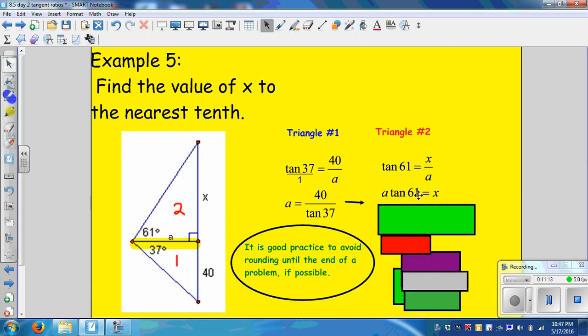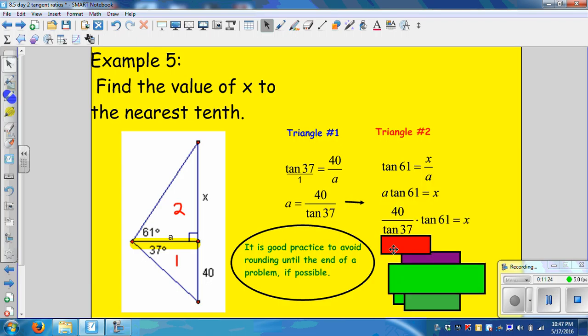So when I solve for x in this problem, I'm multiplying both sides by A, and I get x equals A tan 61. I'm going to put 40 over tan 37 in where A is. And then I'm just going to use my calculator to multiply, and I get 95.8.